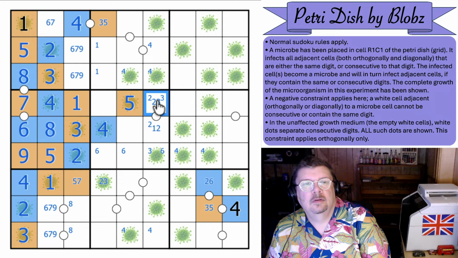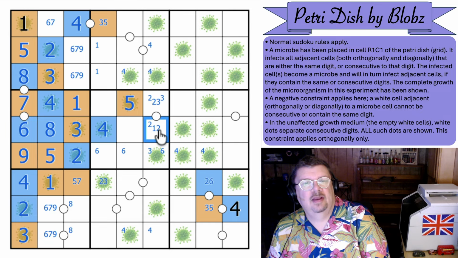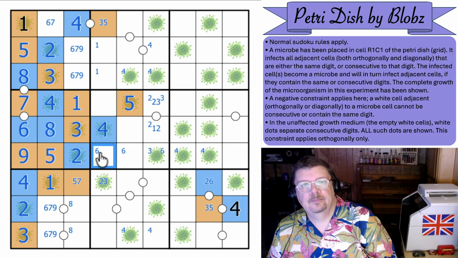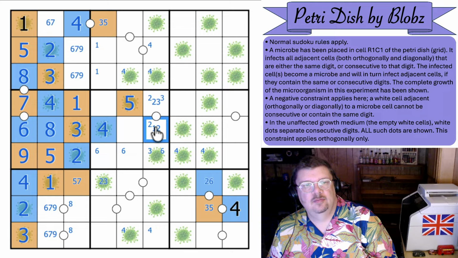Right. That can't be a 1 because if that's a 1, that simultaneously has to be a 2 and cannot be. That can't be a 1 because that would have to be a 2, but simultaneously cannot be. So 1 is in one of those two.